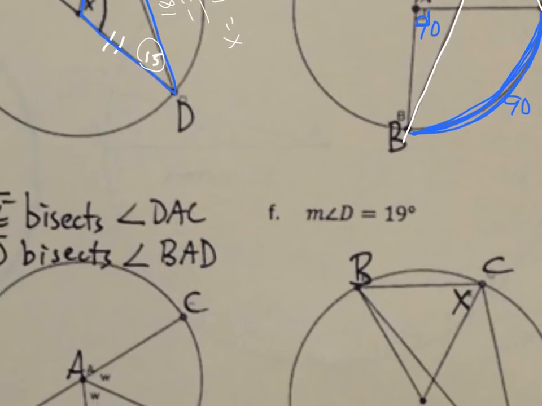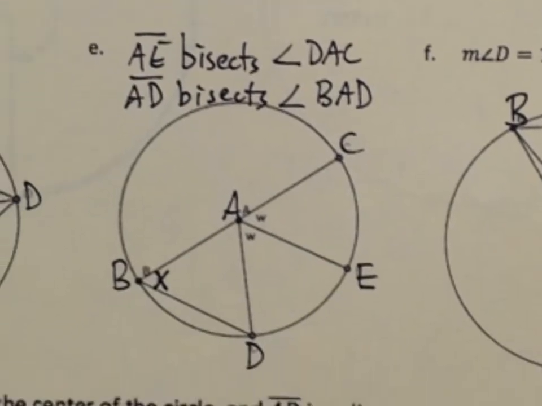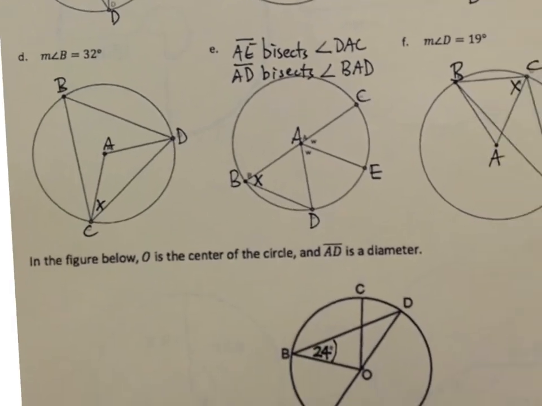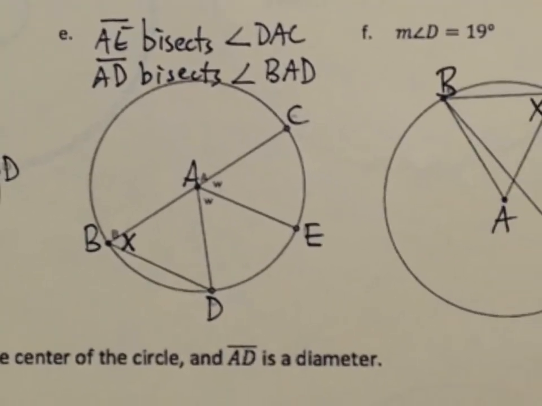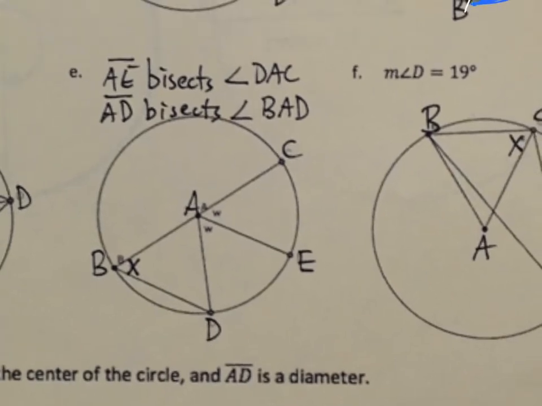All right, let's just do a couple more. Let's take a good look at, what about this one? This one looks like a busy picture right here. It says that AE bisects angle DAC. Well, and they helped me out here.